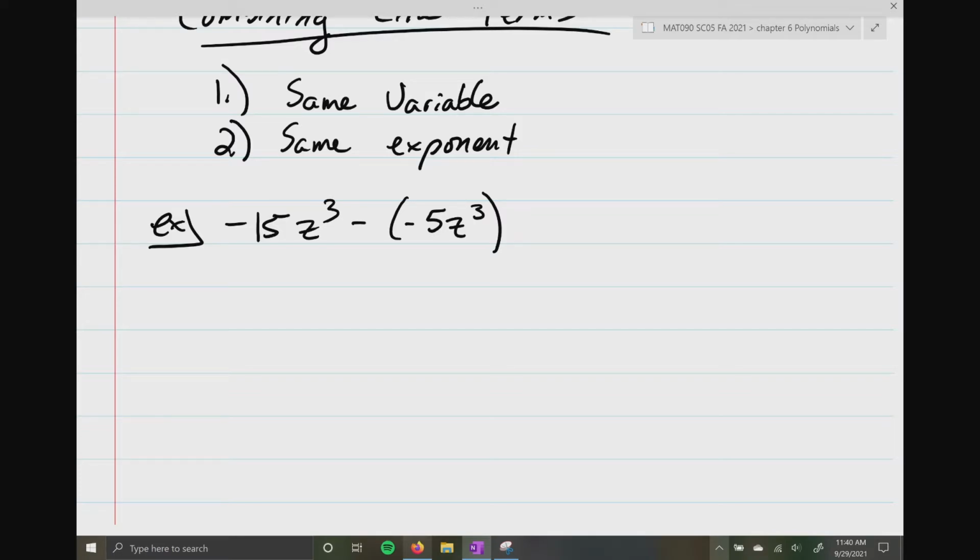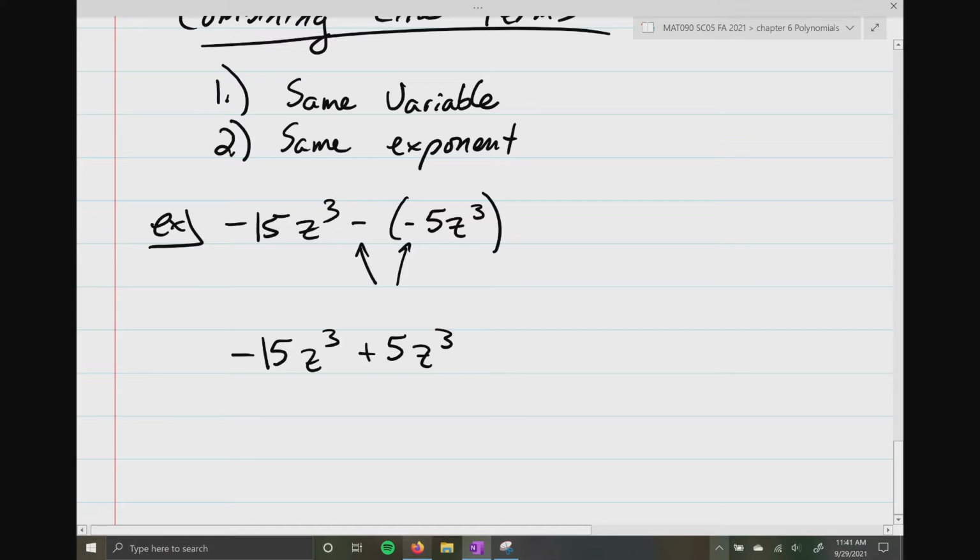Wesley, is there anything about this problem that you're looking at? You see anything? The two minus signs equal a positive. I love it. Anytime you have signs back to back, traditionally, just rewrite it to make it look prettier. So we got negative 15z to the third plus 5z to the third.